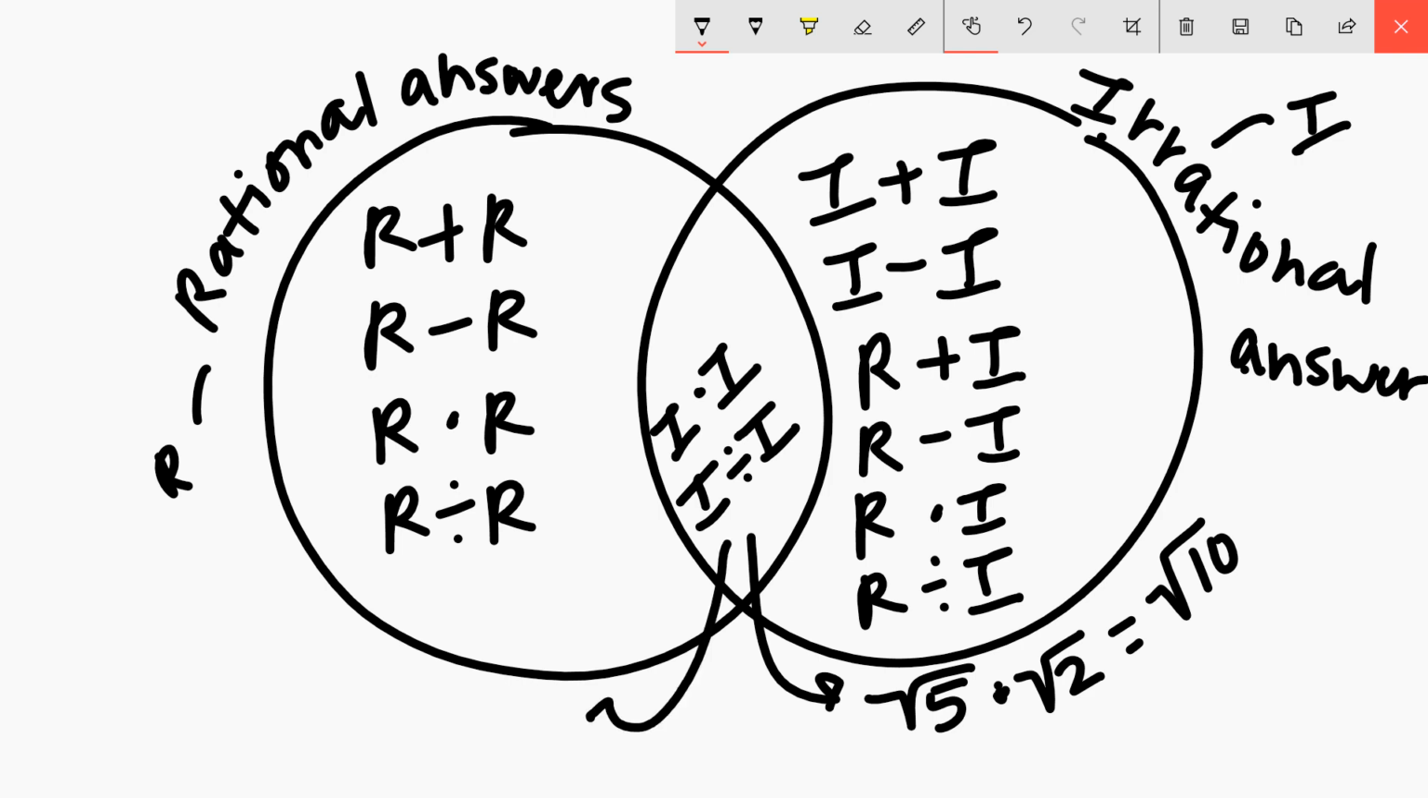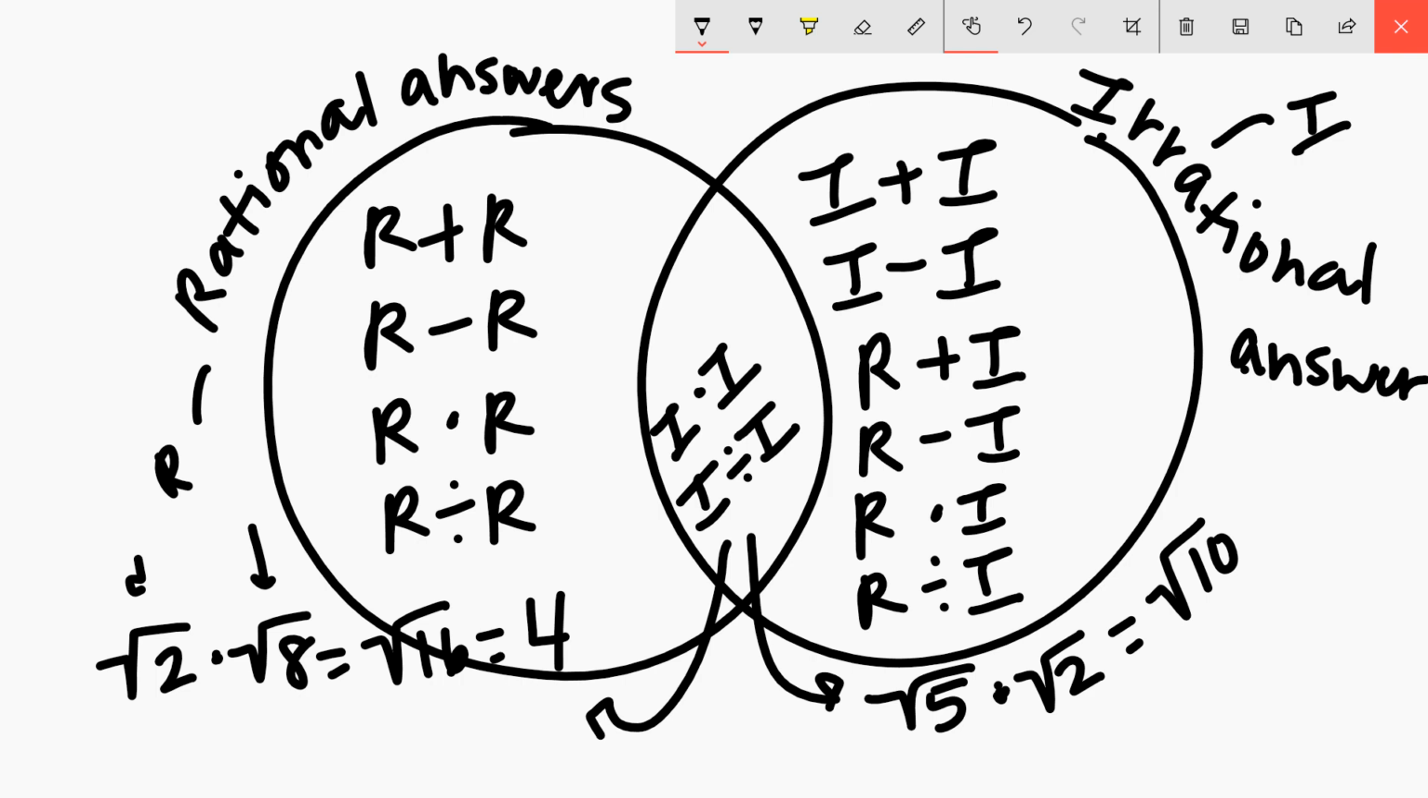However, there is an example where we would fall under a rational answer, and that could be something like the square root of 2 times the square root of 8, giving me the square root of 16, which is 4. Whole number, it's rational. Perfect square, it's rational. However, these two things were not rational. They were both irrational.